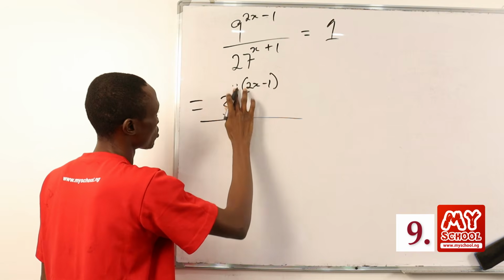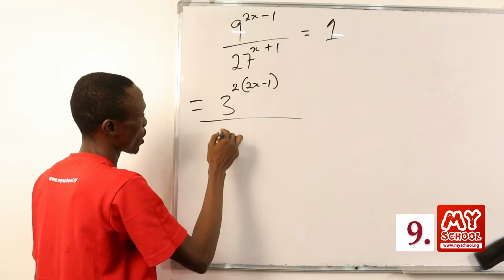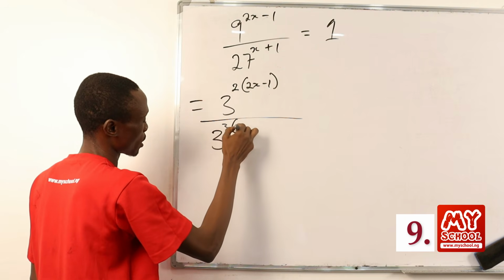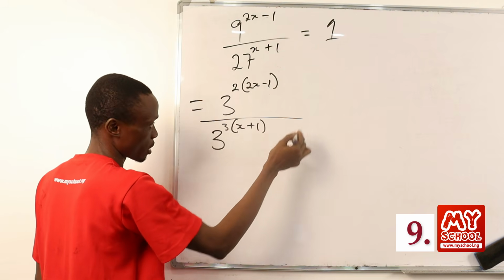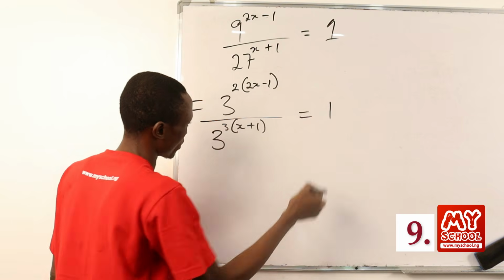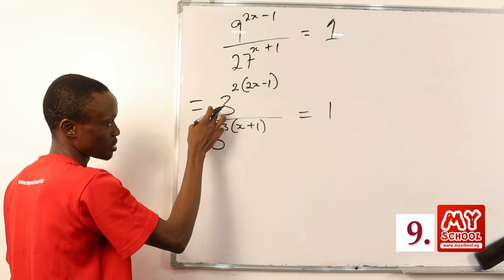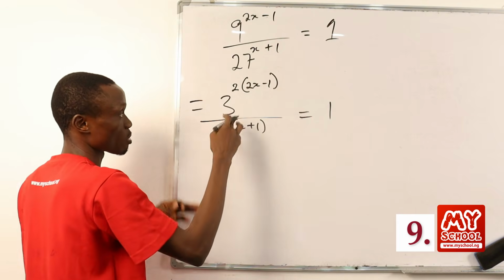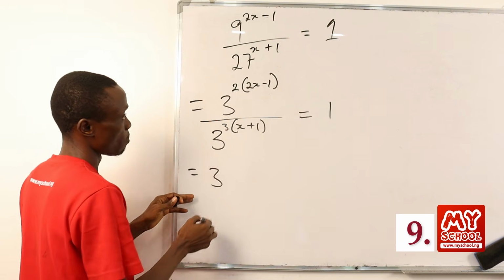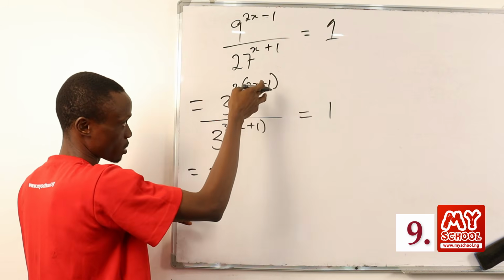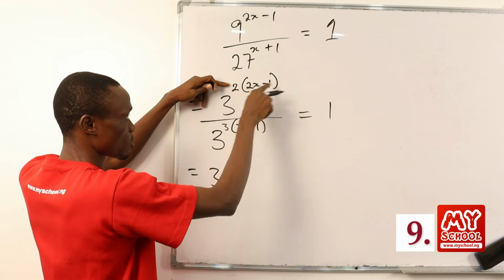Why for the denominator? Sorry, this is raised to power 2. Here we have 3 raised to power 3(x+1) equals 1. Since the bases are the same and we are dividing, we just take one of the bases and subtract the powers. But first of all, let's open this bracket.